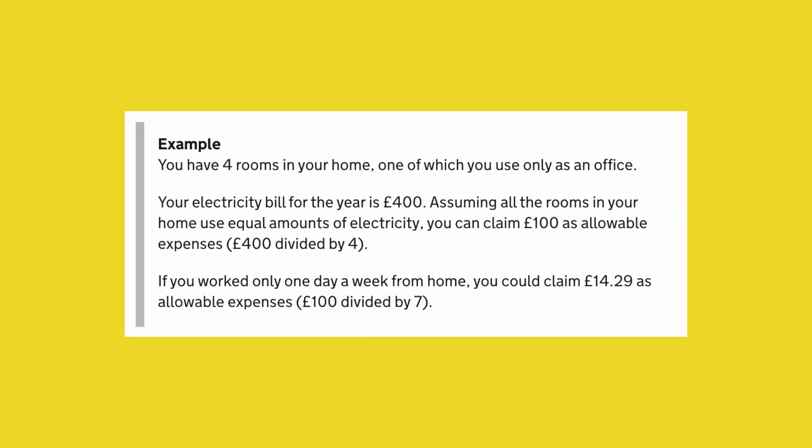So HMRC gives an example: if you have 4 rooms in your home and you use one as an office, and your electricity bill for the year is £400, then you divide the £400 by 4 and claim £100 as allowable expenses. They also note that if you only worked 1 day a week from home, you could claim £14.29 as allowable expenses, and that's by dividing the 100 by 7.